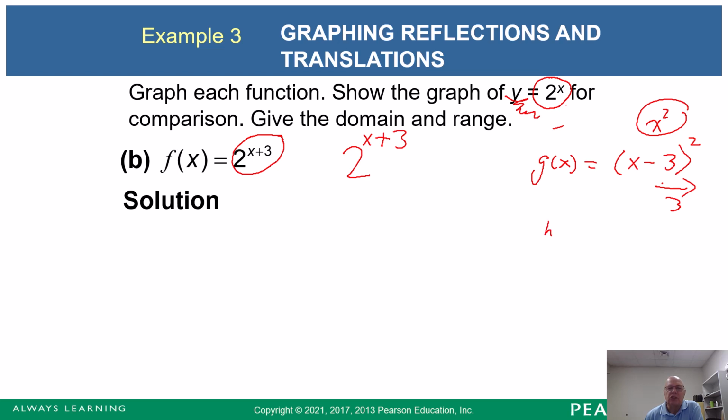If we had h of x, and we had x plus 5 squared, then that moves your original graph, this one, to the left 5 places. If I put a minus in front of this one, then it takes what we just moved to the right 3 units and turns it upside down. And over here, if we put a minus in front of this, the graph we moved left 5 units is turned upside down over the x-axis.